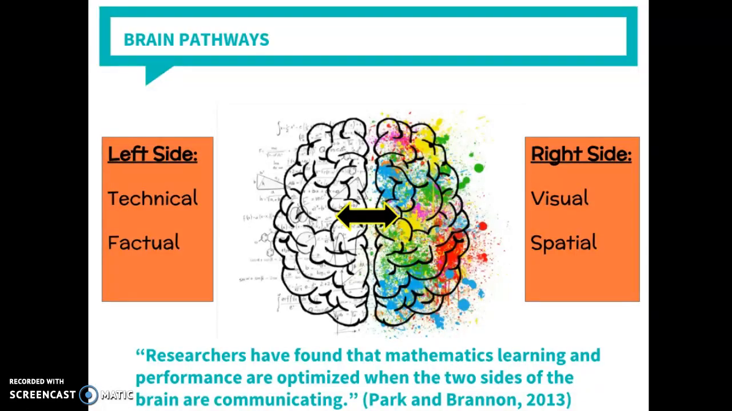Researchers have found that the most powerful learning occurs when we use different pathways in our brain. So here's a diagram of our brain. The left side is taking care of technical and factual information, while the right side handles visual and spatial. We have found that mathematics learning and performance are optimized when the two sides of the brain are communicating.